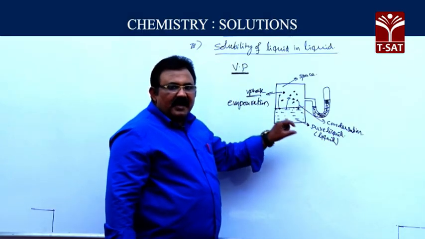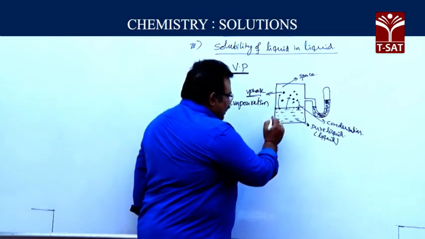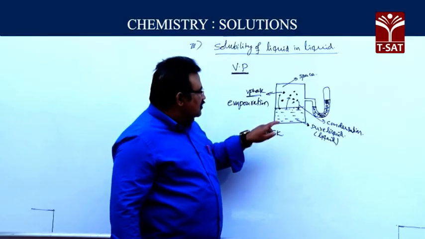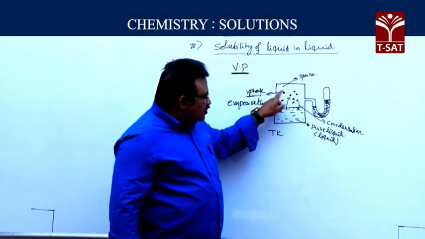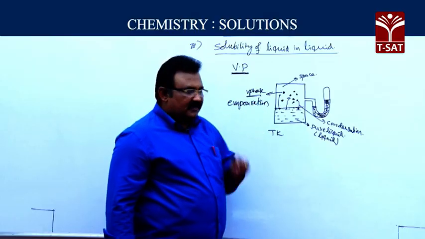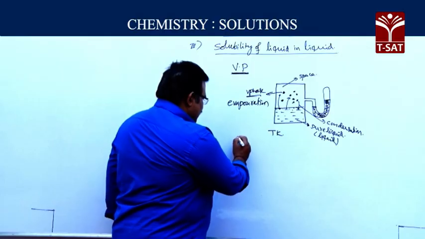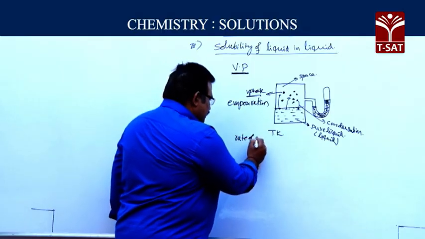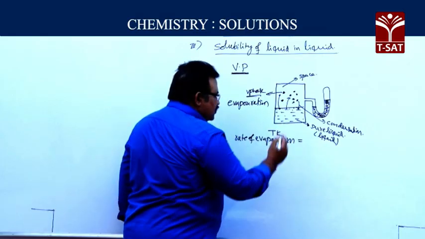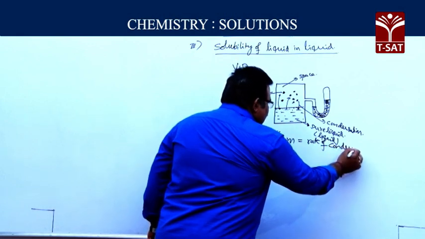At a particular temperature and time, a constant number of molecules in the liquid phase and a constant number of molecules in the vapor phase is maintained. At that particular time, the rate of evaporation is equal to the rate of condensation.